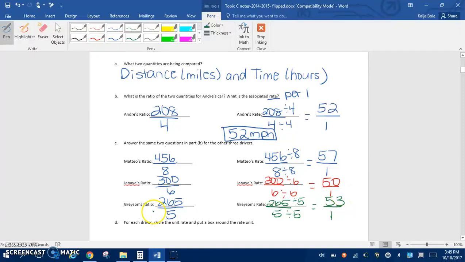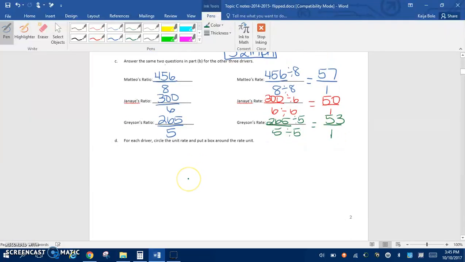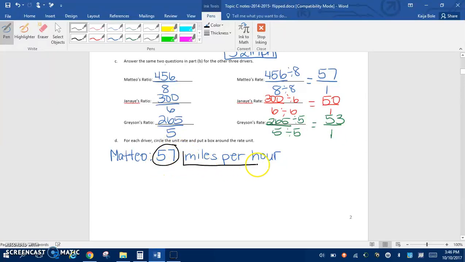Alright, so now for each driver it says circle the unit rate and put a box around the rate unit. So I'm going to color coordinate them here. For Mateo, we had 57 miles per hour. Alright, it says circle the unit rate, which would be 57. And then the rate unit is miles per hour, so we're putting a box around that.